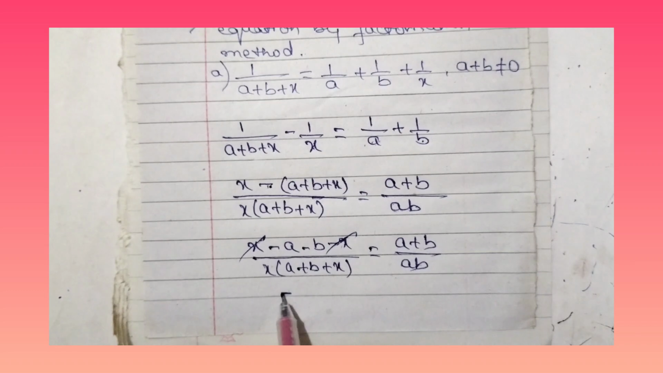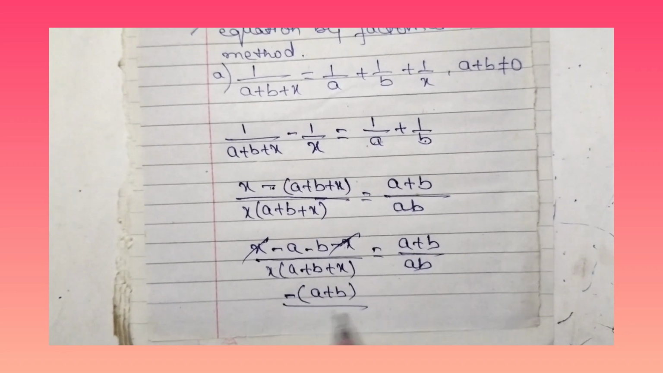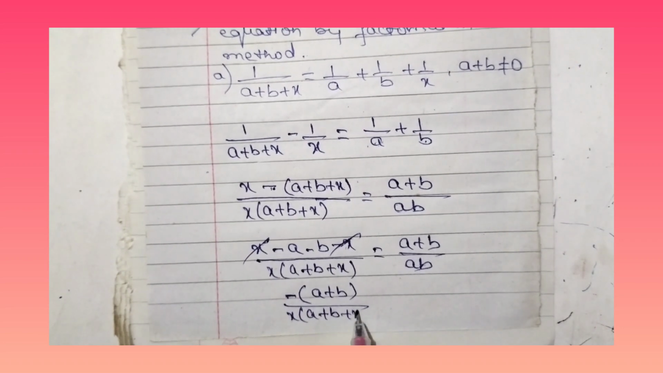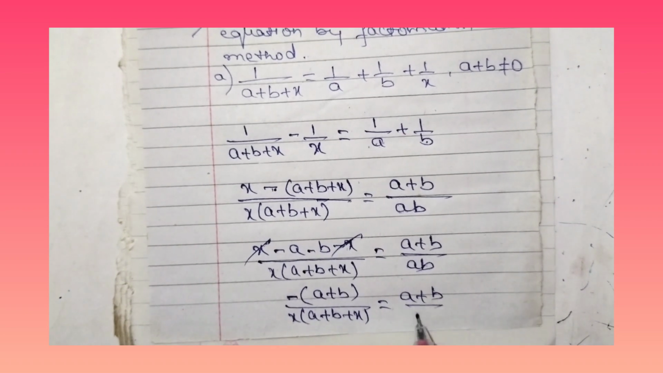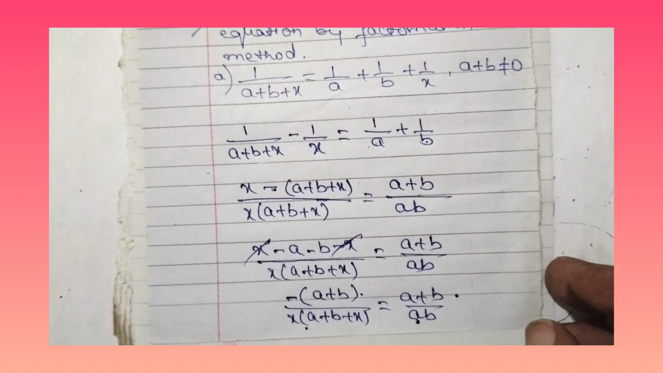Among these, if you take minus common, the remaining is a plus b divided by x into (a plus b plus x), which is equal to a plus b divided by ab. Now let us cross multiply, multiplying ab here and x into (a plus b plus x) with a plus b. Let us see what we will get.